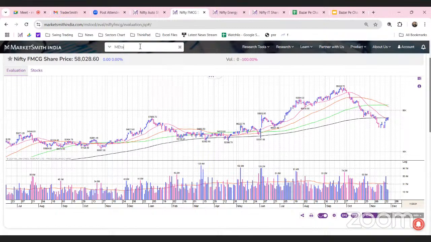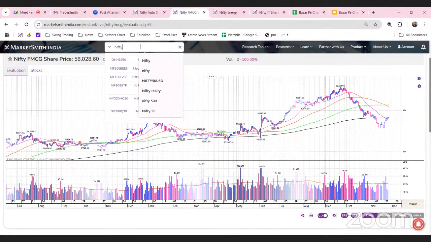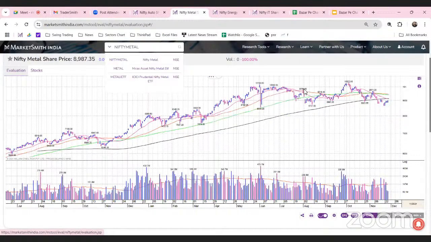Okay. So let's start with the Nifty Metal. Can you please share the chart here, or do you want to open your own chart? May I open the chart here, or you want to open your own chart? Yes, please open the Nifty Metal chart.